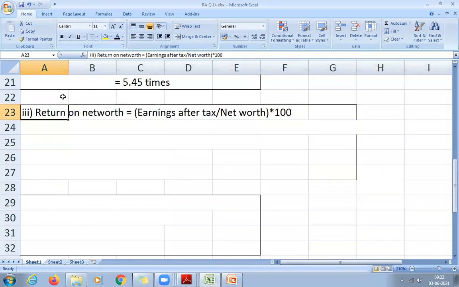Return on net worth is very simple. Earning after tax divided by net worth into 100. So all of you please write down the formula. Earnings after tax divided by net worth into 100.